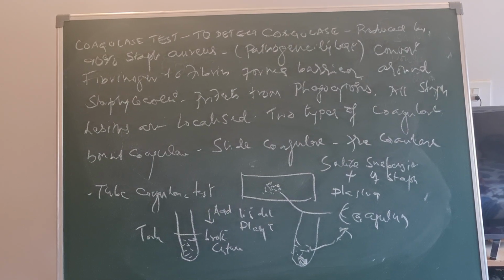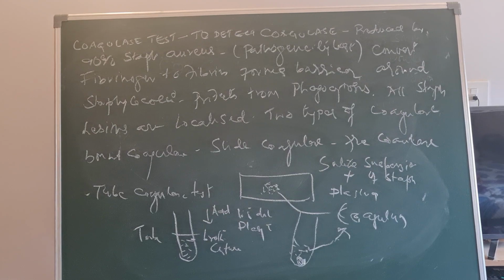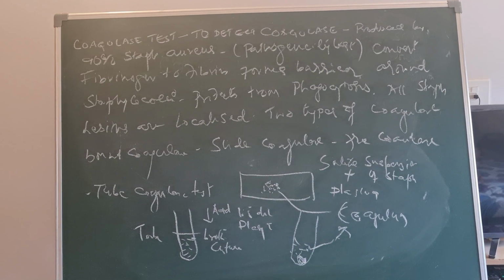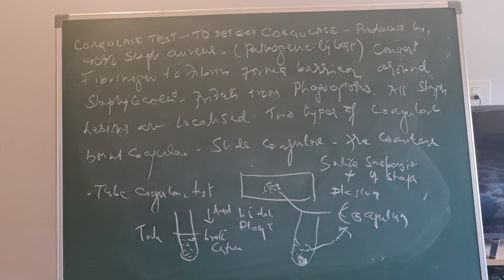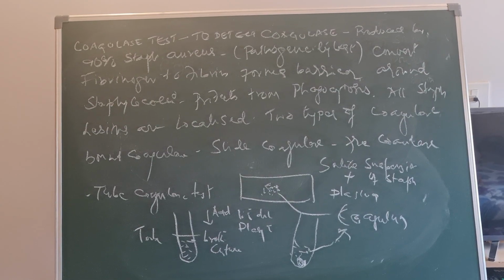It's one of the virulence factors of staphylococci. All staphylococcal lesions are localized because it forms a fibrin barrier around the organism, protecting the organism from phagocytosis. Please remember, this is one of the important questions that will be asked in the examination.